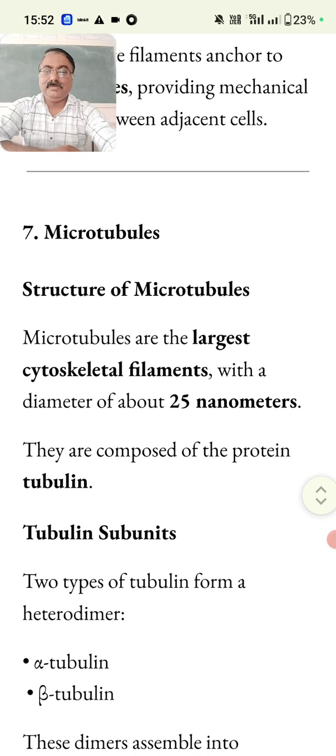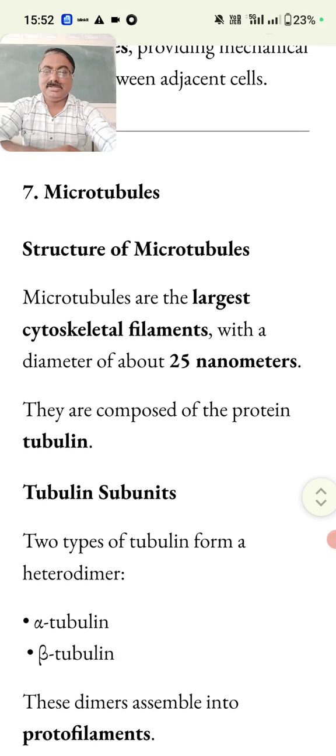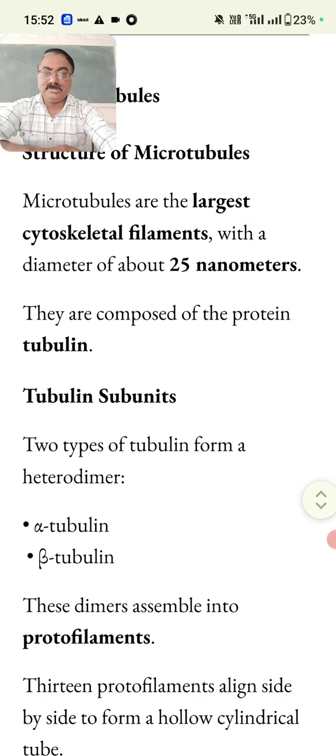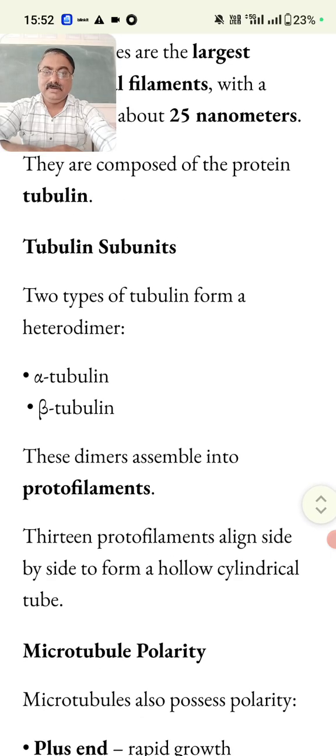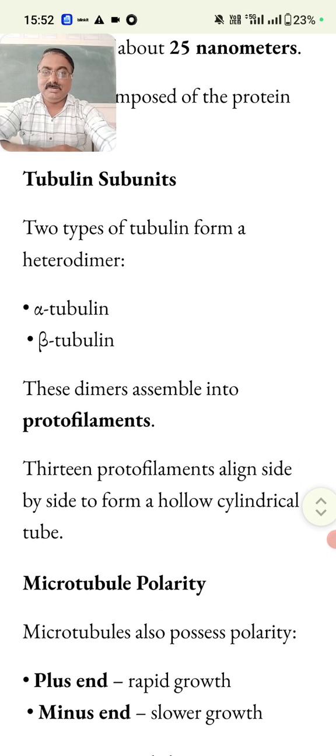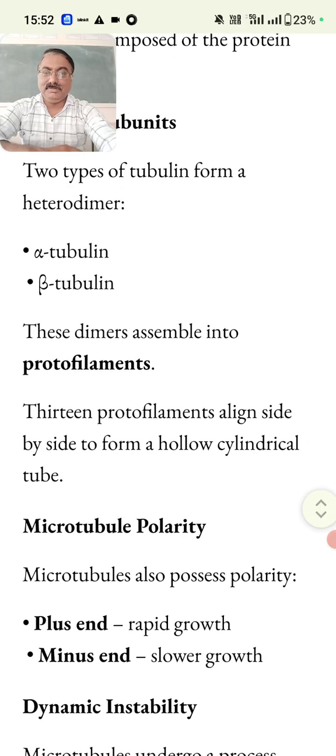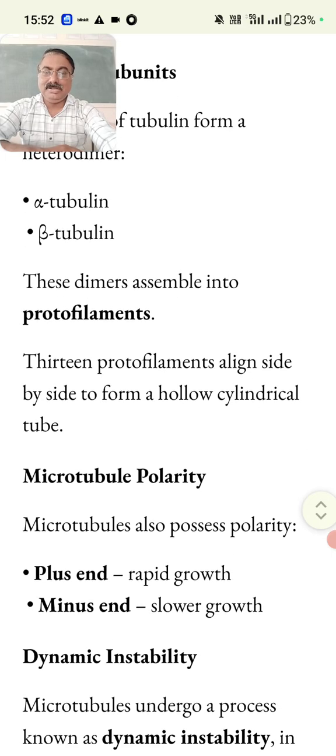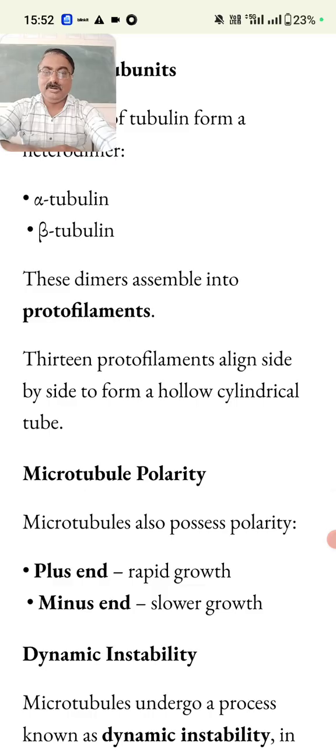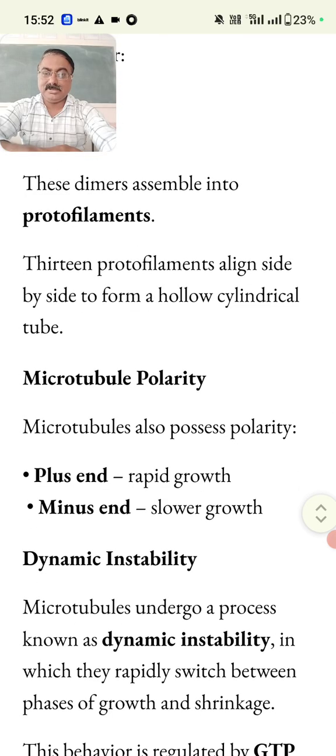Now the third type of cytoskeletal filaments is microtubules. Structure of microtubules. Microtubules are the largest cytoskeletal filaments, with a diameter of 25 nanometers. They are composed of the protein tubulin. Two types of tubulin form a heterodimer, alpha tubulin and beta tubulin. These dimers assemble into protofilaments. 13 protofilaments align side by side to form a hollow cylindrical tube-like structure.